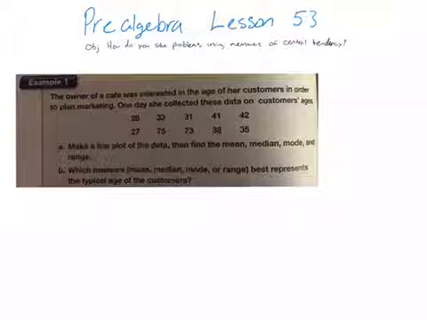It says the owner of a cafe was interested in the age of her customers in order to plan marketing. One day she collected these data on customers' ages, and there's 10 different data points. It says make a line plot for the data, then find the mean, median, mode, and range. And then it says to use those to answer her question. So let's look here at part A.